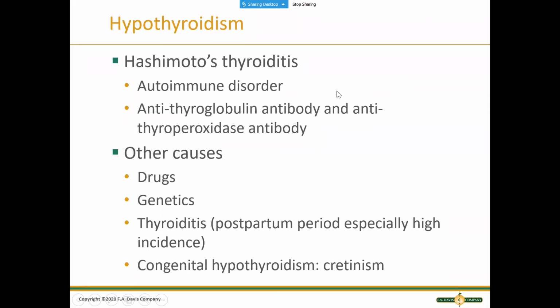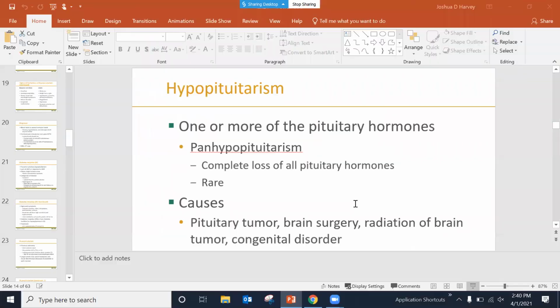Probably the most common hypothyroid, though, is Hashimoto's. Hashimoto's is simply an autoimmune condition, where your own immune system attacks your thyroid. And with Hashimoto's, it's most commonly middle-aged women. And so the postpartum period is especially high incidence.